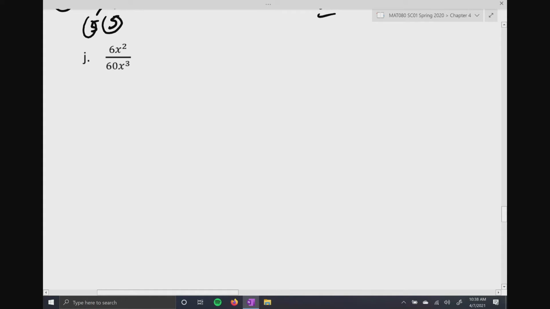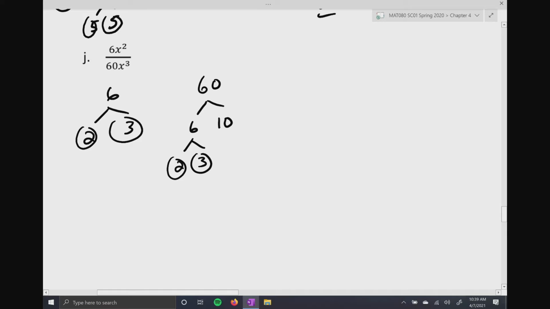6x to the second divided by 60x to the third. I'm going to be honest with you. The variables are the easiest part here. I know you see them, x to the second, x to the third, and you're like, oh, we didn't do one with letters. I'm telling you, the letters are the easiest part. Let's worry about the numbers first. 6, we're going to break down into 2 times 3. 60 is going to be 6 times 10. The 6 will break down into 2 times 3, and the 10 will break down into 2 times 5.